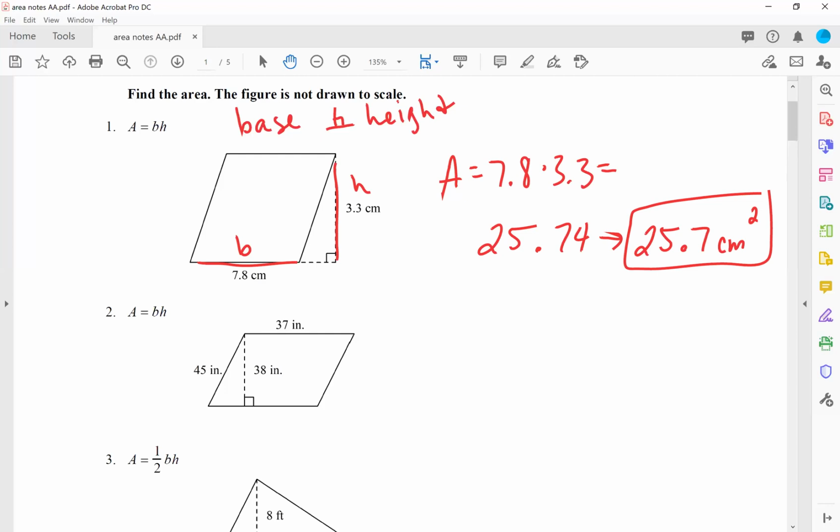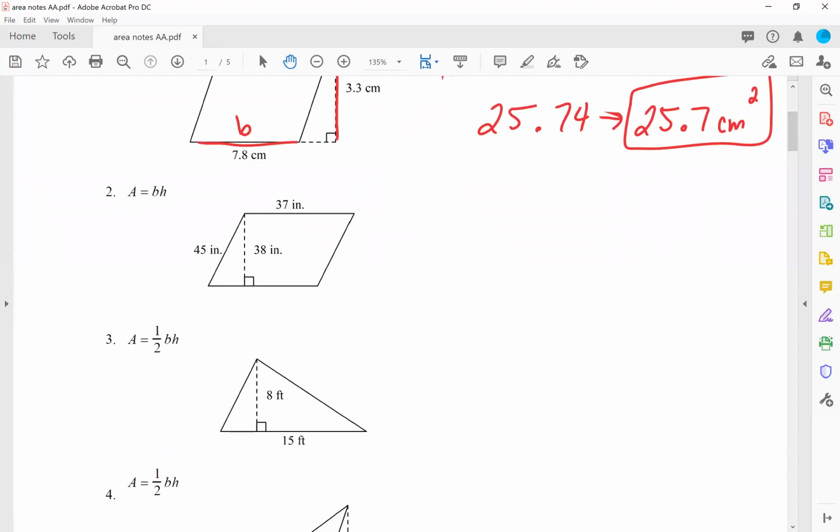Okay, next one, again parallelogram, again base times height. And don't get confused on here. The 45, you see how it's on the slanted side? You don't need it. Your base and your height, they make that right angle. So you can see this.